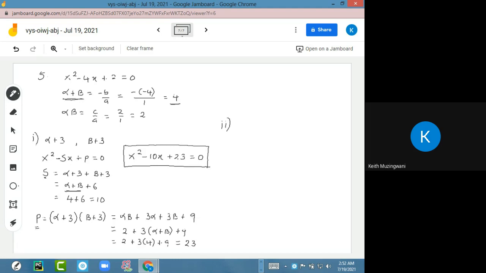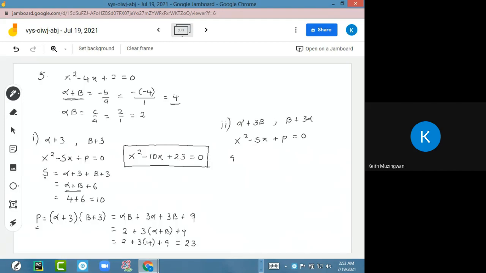The roots are alpha plus 3 beta and beta plus 3 alpha. We need to find the equation whose roots are those. We know that the equation should be x squared minus the sum of those roots multiplied by x plus the product is equal to 0.